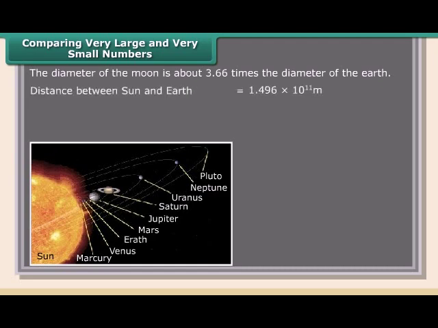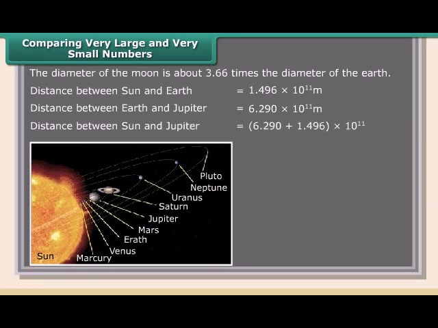Distance between sun and earth, 1.496 into 10^11 meters. Distance between earth and Jupiter is equal to 6.290 into 10^11 m. Distance between Sun and Jupiter is equal to 6.290 plus 1.496 into 10^11, which equals 7.786 into 10^11 m.